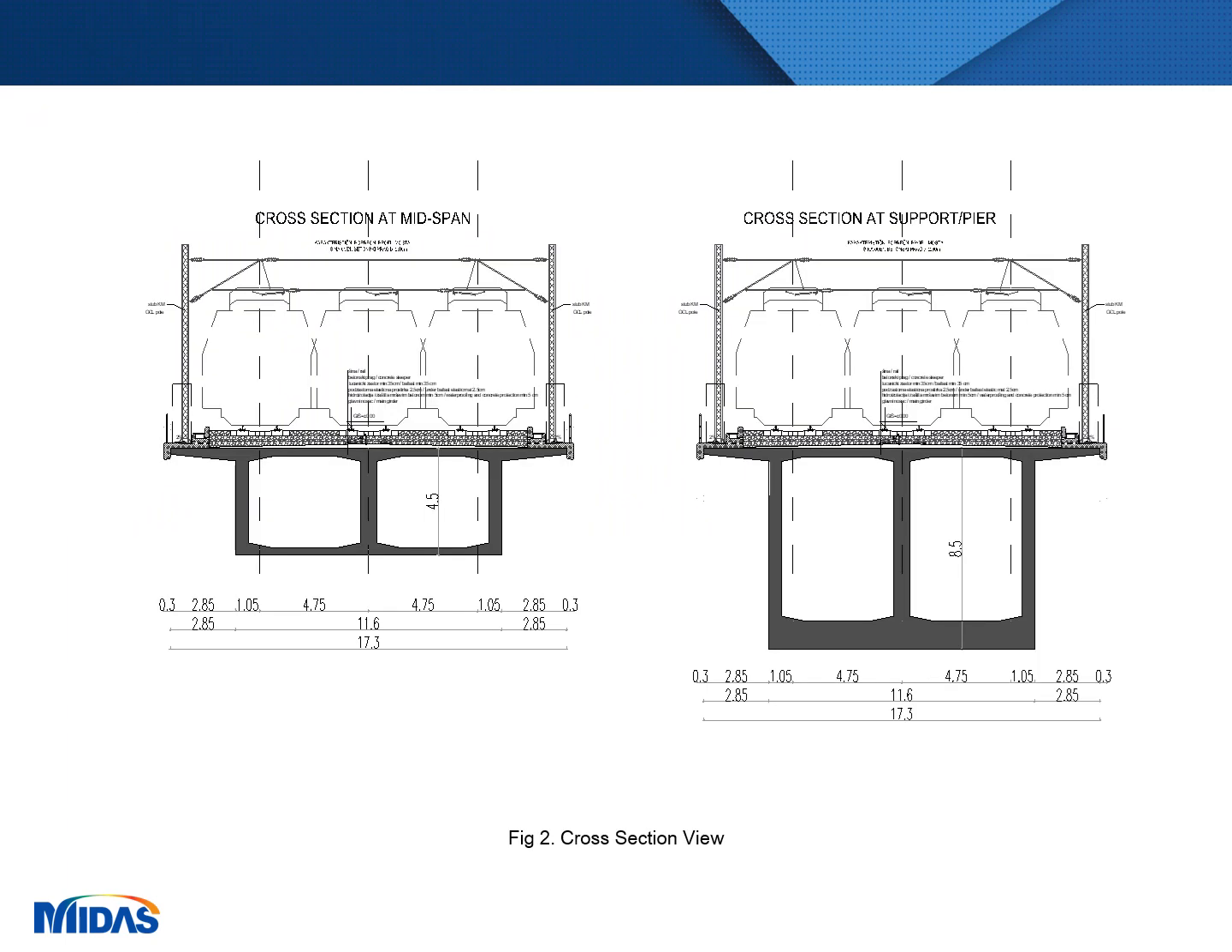Here you have two cross-section views. On the left you can see the cross-section at the midspan, and on the right you can see the cross-section at the support. As you can see, it's a multi-cell actually. The box girder has 2 cells. At the midspan, height of the box girder is 4.5 meters, and at the pier it's 8.5 meters. Total width of the superstructure is 17.3 meters.